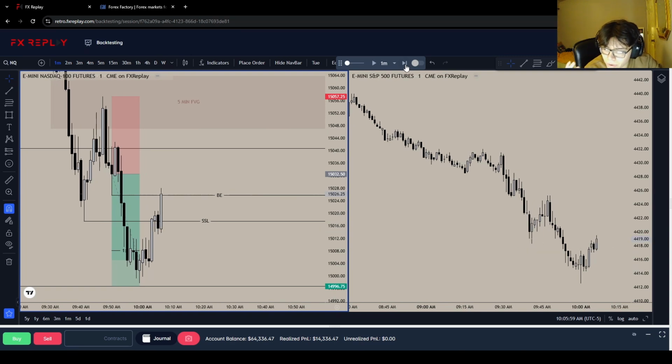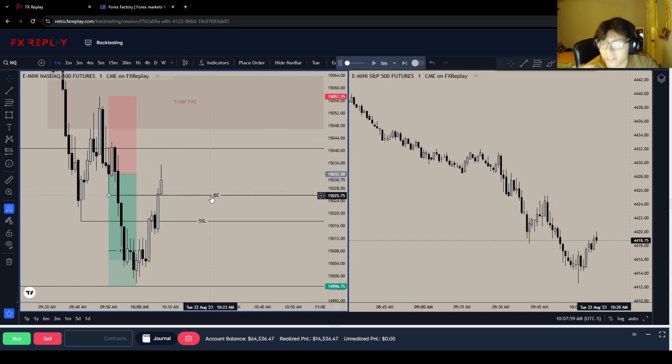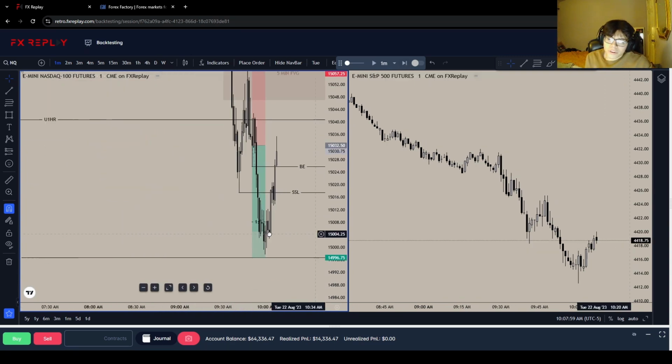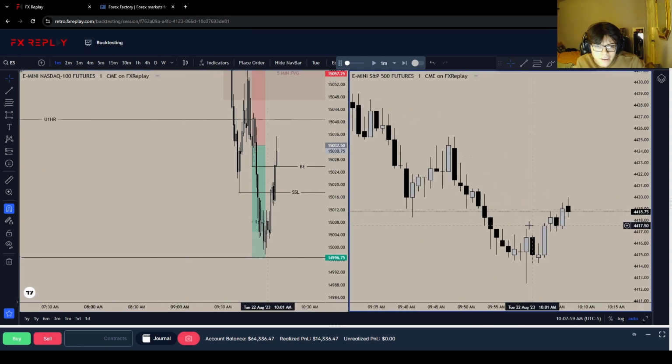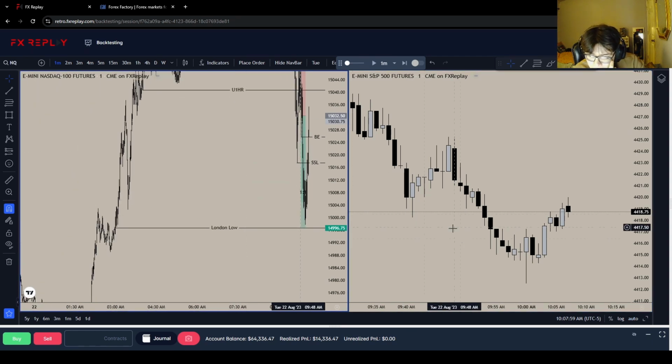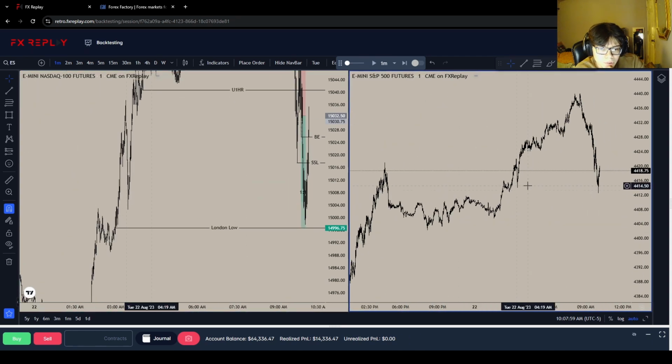So there's the 1-to-1, and it works out perfectly for us because then we go break even. So there's definitely an SMT here, but I think an obvious draw was these London lows. There's without a doubt an SMT here. Maybe with these lows, let's push it out here. Let's see it.